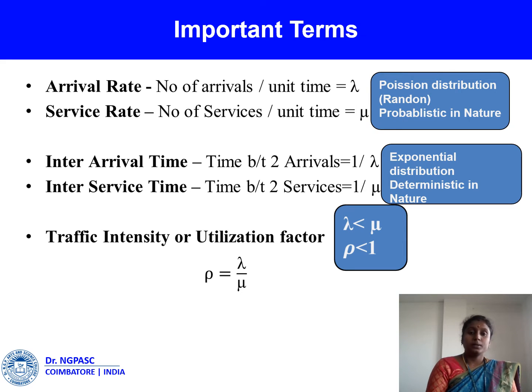Next, one of the important terms is traffic intensity, or utilization factor. It is denoted by rho. Rho equals arrival rate divided by service rate, that is lambda divided by mu. The arrival rate must be less than the service rate, so the value of traffic intensity is less than 1.